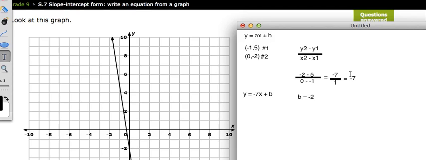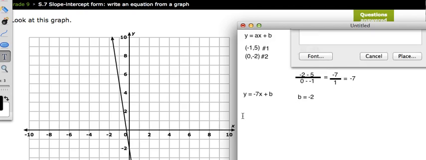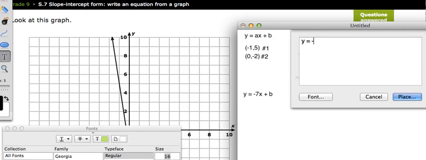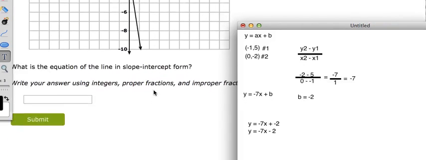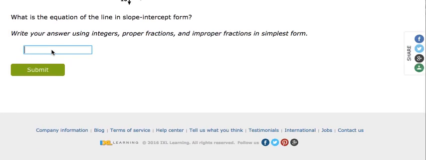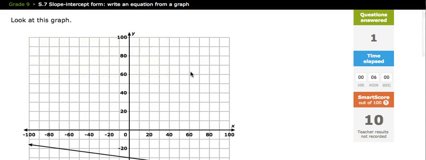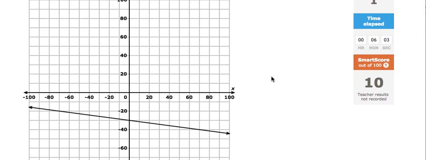If a is negative 7 and b is negative 2, I can now write the whole equation. Y equals negative 7x plus negative 2. I could also write it like this, which is the same thing. IXL will give it to me as right both ways, no matter how I write it. So that's your final answer right there. So I'm going to scroll down, put that in, and IXL will tell me y equals negative 7x plus negative 2 is the right answer. Excellent. Let me do another one real quick here.